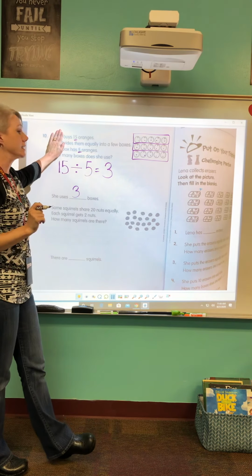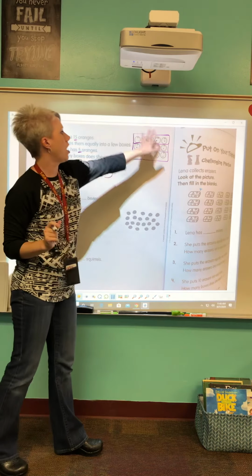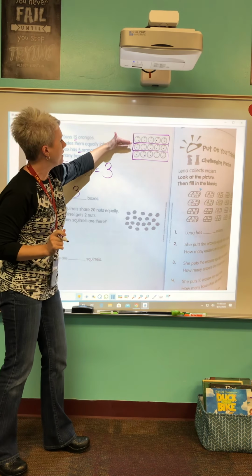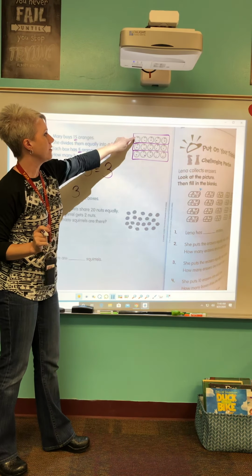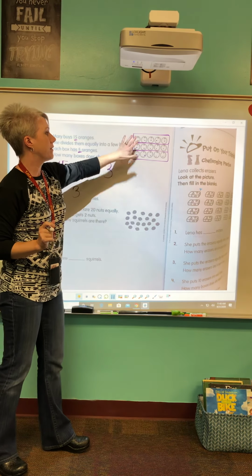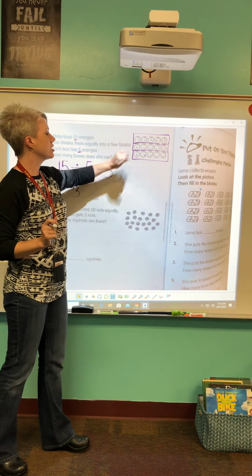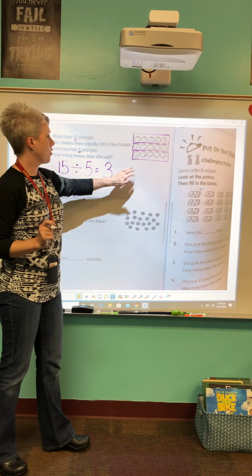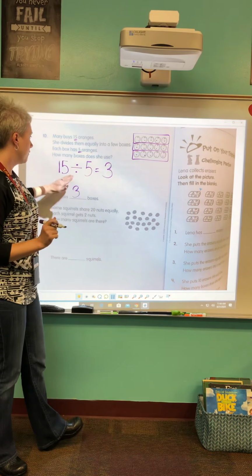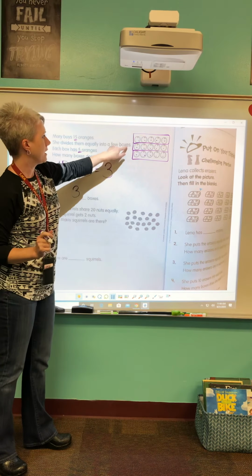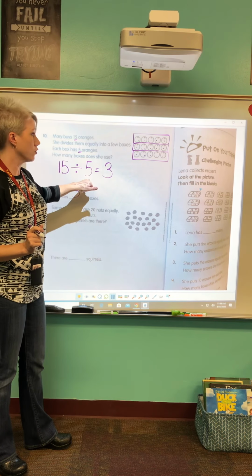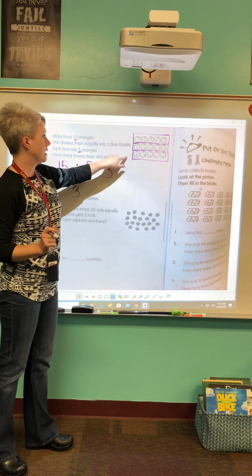This is what we did. We had 15 oranges all together. We divided them up into boxes, 5 oranges in each box. And so we had 3 boxes. 15, we divided them up by 5s, groups of 5, and we needed 3 boxes.